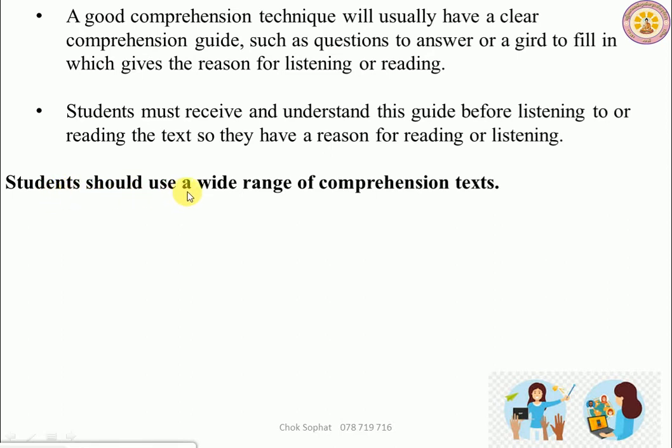Students should use a wide range of comprehension texts. So why should students use a wide range of comprehension texts? Because an interesting topic motivates a student. So we have to choose a topic that is interesting. If the topic is interesting, it will motivate students to learn. If the students are interested in the topic, they will learn more. If the topic is not interesting, they will not learn.